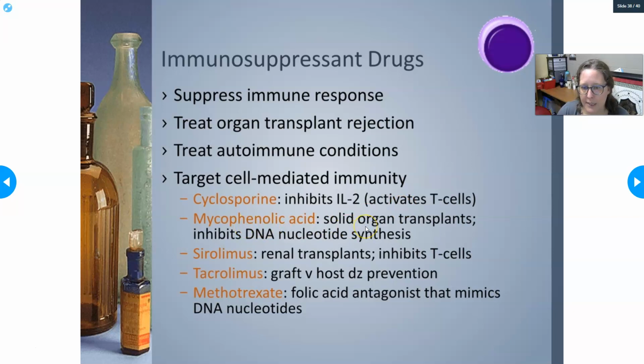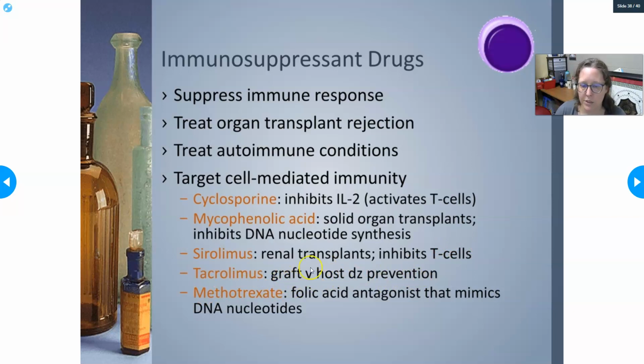Mycophenolic acid is used in solid organ transplants, such as a kidney transplant or liver transplant, so solid organs, right? And it inhibits DNA nucleotide synthesis. Sirolimus is used in renal transplants or kidney transplants. It inhibits T cells. Tacrolimus is used in graft versus host disease prevention.